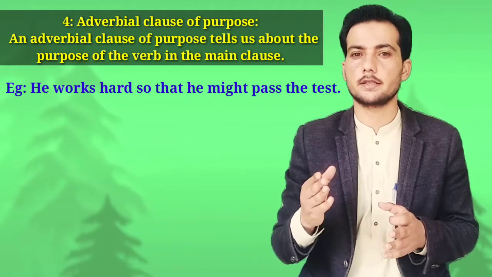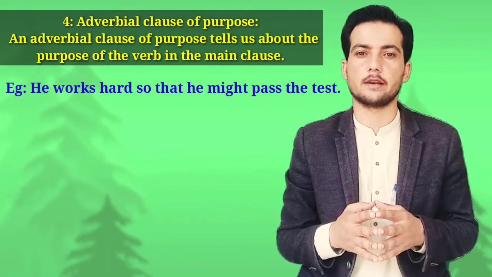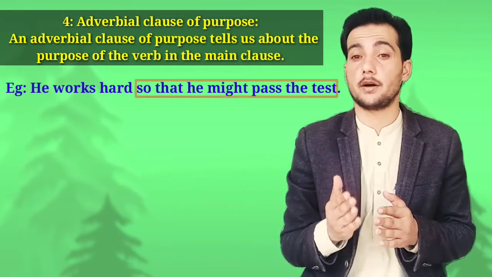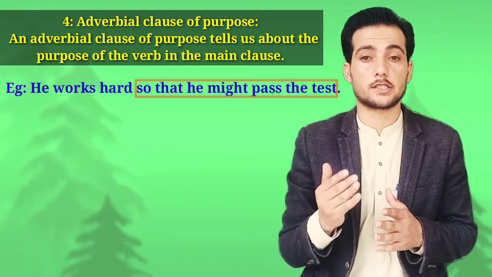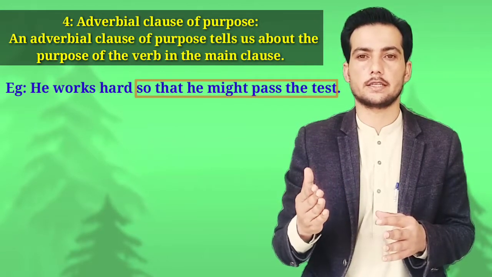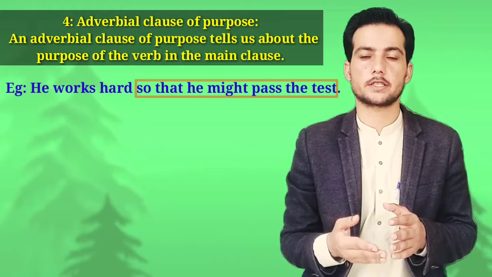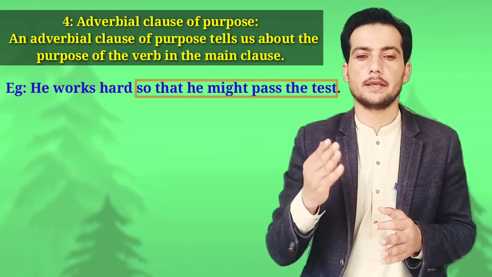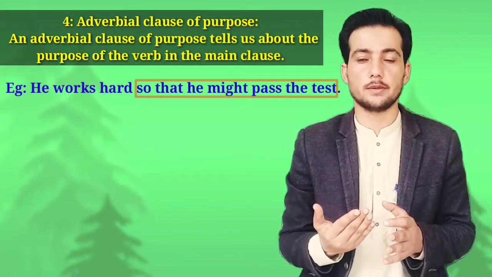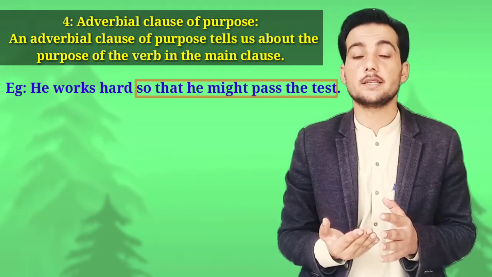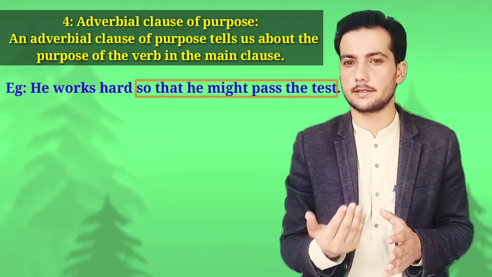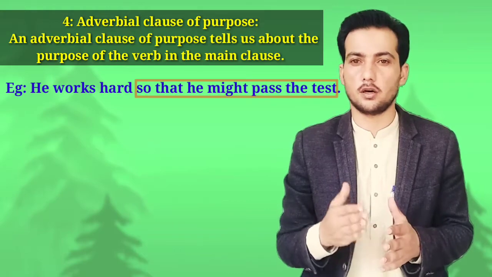This sentence again consists of two clauses. The first one is the main clause, "he works hard". And after that, "so that he might pass the test", and it starts with a subordinating conjunction, that is "so that". And after that, it consists of a subject and a verb. The subject is "he", "might" is a modal auxiliary, and the verb is "pass". And it gives us information about the purpose. Why does he work hard? The purpose is so that he might pass the test. So it is an adverbial clause of purpose.